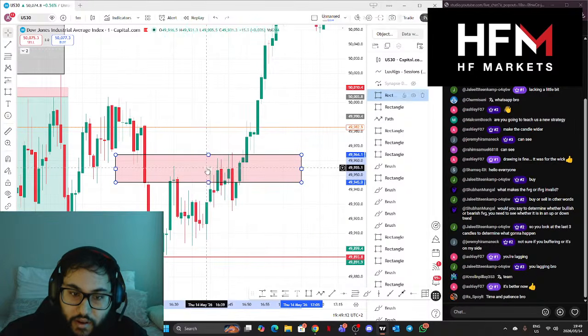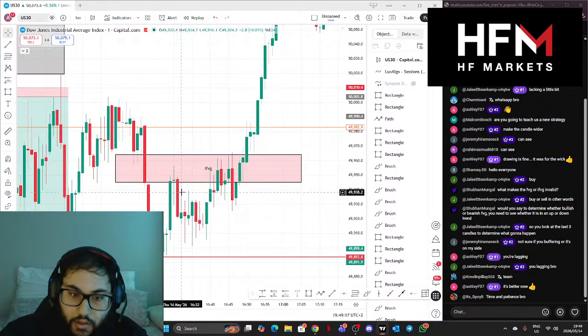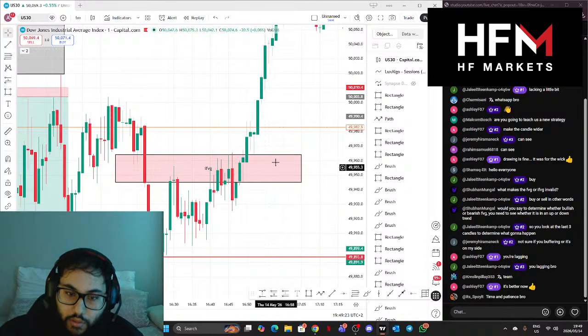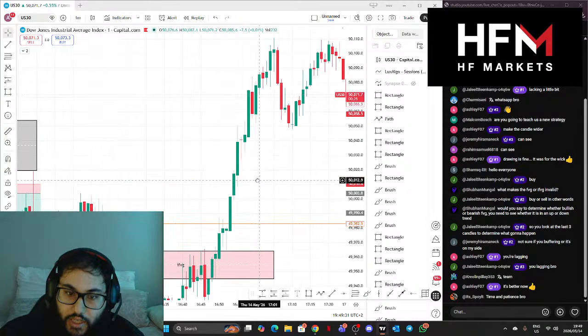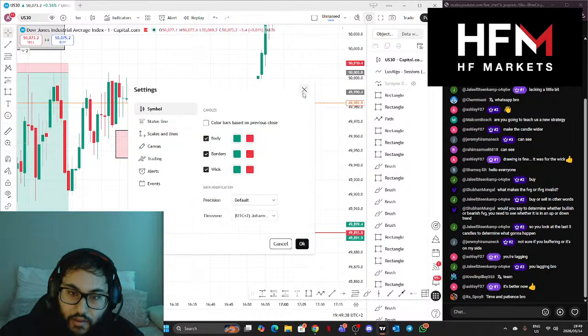IFVG, basically. Inverse fair value gap. So now we've formed the inverse fair value gap. We can use this inverse fair value gap to take buys. You can wait for price to close above, and you can actually take a buy. You can see we inverse these gaps all over. Even here, we inverse the gap. Look how we basically inverse this.